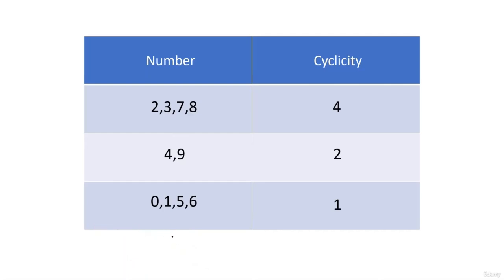Okay, so here we have the table of cyclicity for all the digits. For 2, 3, 7, 8, remember guys, cyclicity is nothing but 4. For 4 and 9 it's 2, and for 0, 1, 5, 6 it's simply 1.